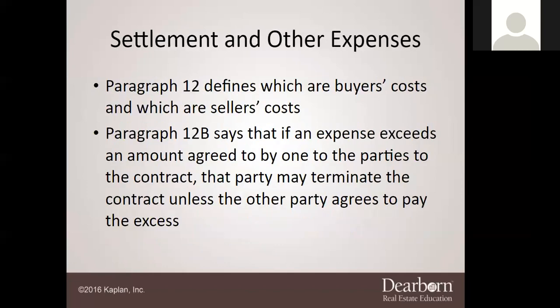Okay? Now, settlement and other expenses. Paragraph 12 defines which are buyer's cost and which are seller's cost. Now, this is going to be a big one, and we're going to talk about this when we actually sit down and go through the form. But basically what this does is, it's a little tricky, crooked way how some agents do. So if, for example, say Mr. Jacob is selling a property to you, Mr. Eugene, and you submit an offer to Mr. Jacob, and he has it listed for, say, $300,000, okay?